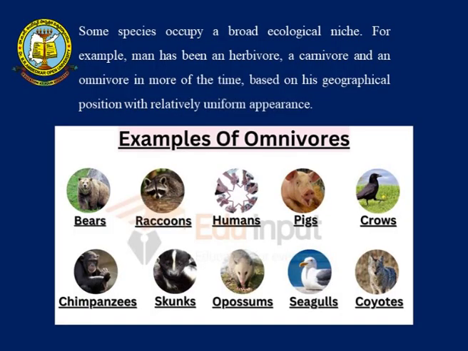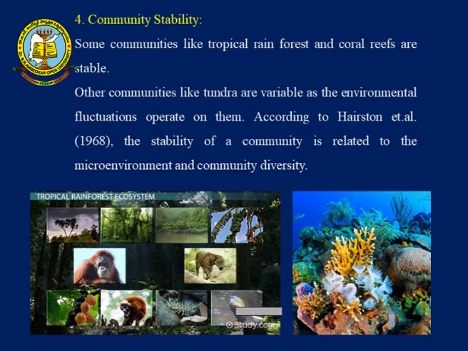So, these are some of the examples of ecological niche in the ecosystem, and sometimes you also have omnivores, that is, they are going to feed on herbivores, they can be herbivorous, they can be carnivorous, they can be omnivorous, and definitely the best example is humans, and of course, you have other examples like pigs, crows and opossums that are present in the universe.